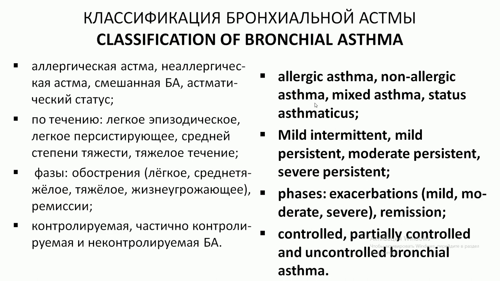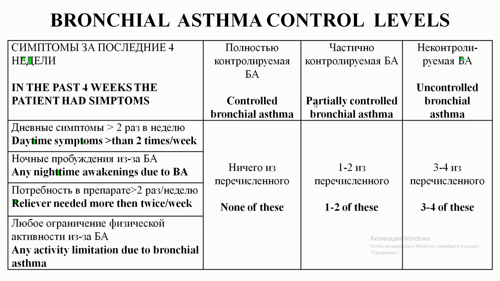Main phases: exacerbations, mild, moderate, severe, remission; controlled, partly controlled, and uncontrolled bronchial asthma. The main signs of uncontrolled bronchial asthma are daytime symptoms more than 2 times per week, any nighttime awakening due to bronchial asthma, reliever needed more than 2 times per week, any activity limitation due to bronchial asthma. The patient with controlled bronchial asthma has none of these signs. The patient with partly controlled bronchial asthma has 1 or 2 of these signs. The patient with uncontrolled bronchial asthma has from 3 to 4 of these signs.